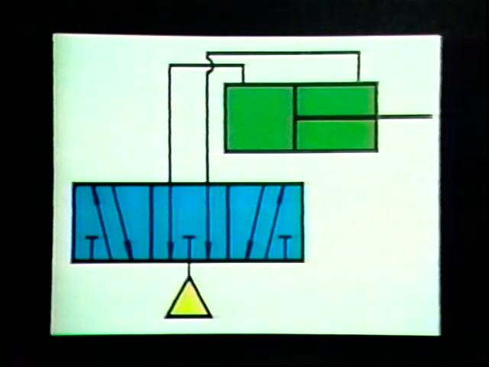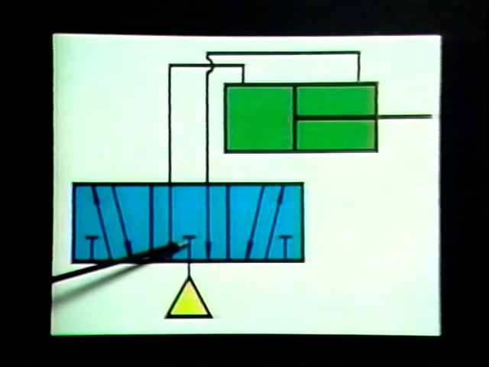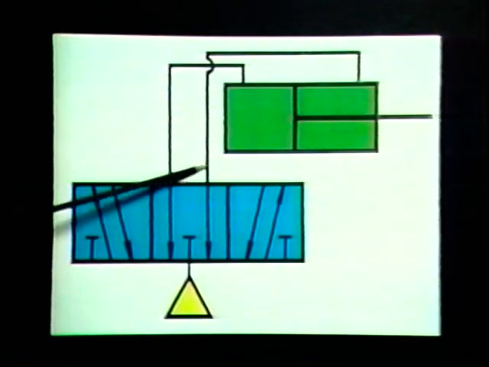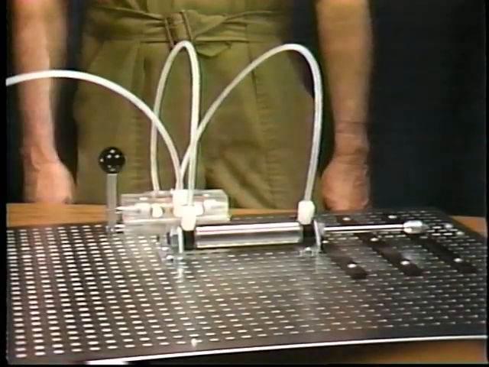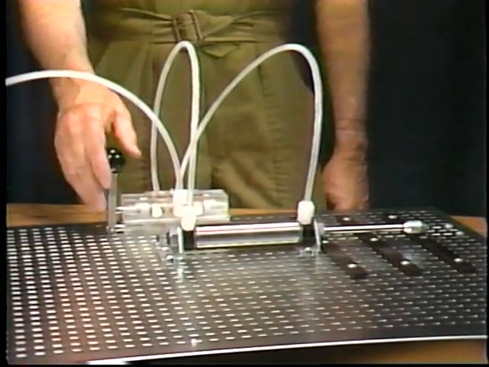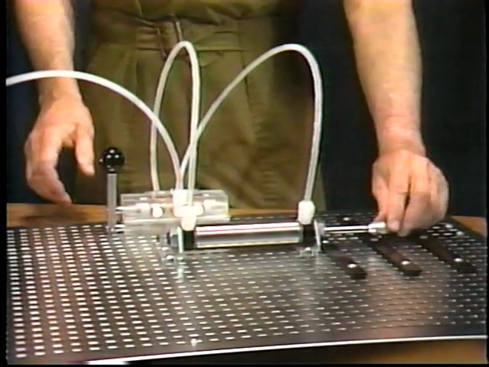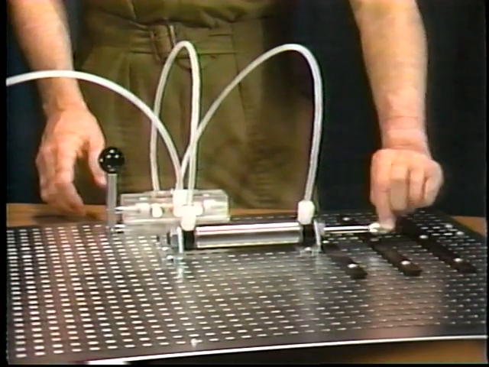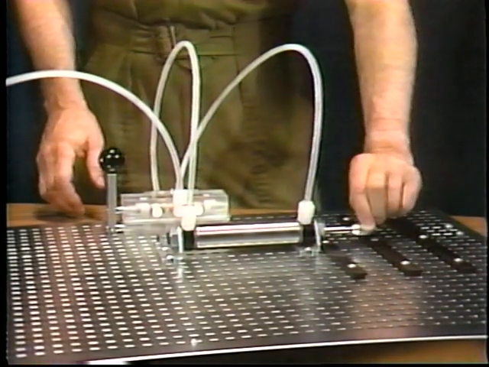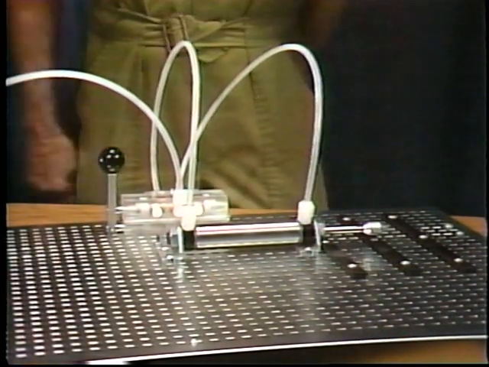When the valve is centered, you can see that the supply is blocked by the valve here, and that both the rod end and the cap end are free to exhaust. The big deal is this. See how the rod is free to move in either direction when the valve is centered? This is a particularly useful feature for certain circuit applications.